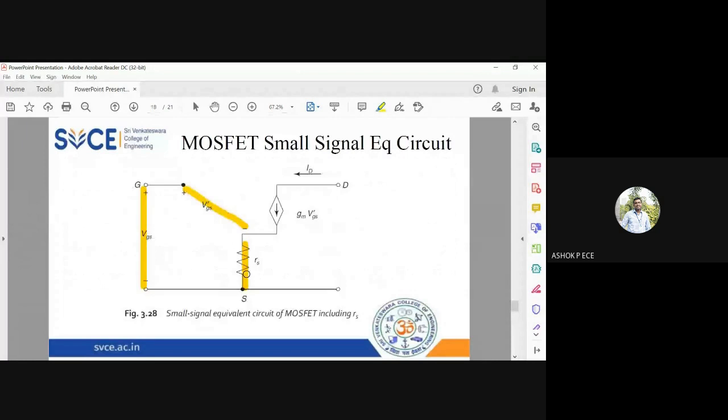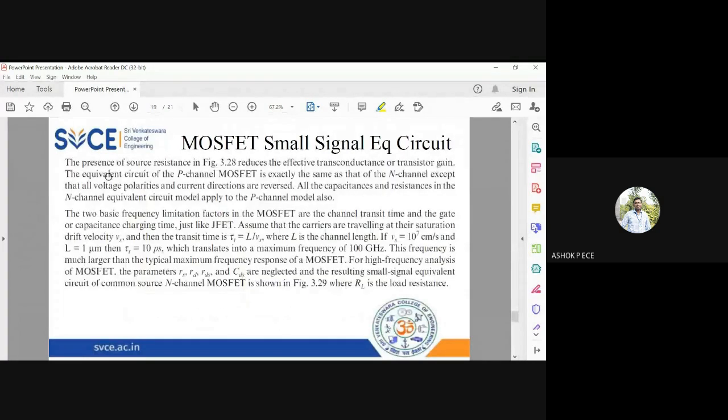So when you are going to consider the source resistance RS, you have to use the notation having dash. Whenever you consider RS, you will be using G dash. Whenever you don't consider RS, you will be using only G. So remember that notation. The same notation we assumed for JFET is applicable for MOSFET also.